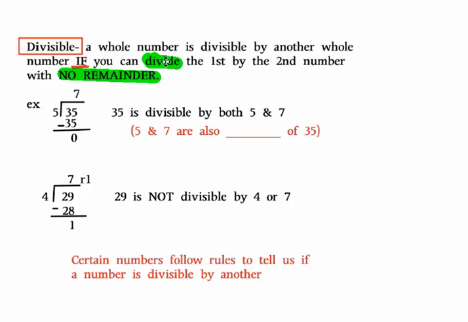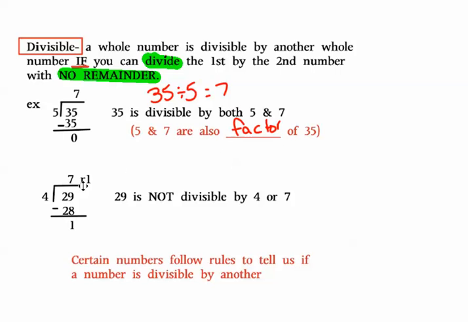Divisible means that you can divide a number by another number and there's no remainder. So if I look at this example right here, 35 divided by 5, that equals 7, and there's no remainder. So that means that 35 is divisible by both 5 and 7. Okay, you can divide it and there's no remainder. That also means that 5 and 7 are called factors of 35.